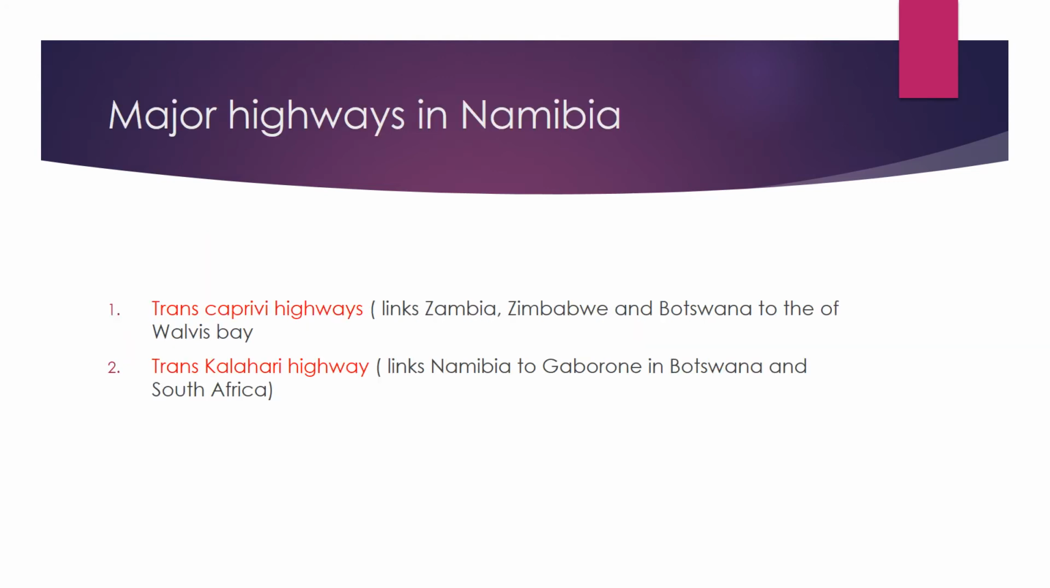From there, we are going to look at the major highways in Namibia that we use. Number one on the list, we have the Trans-Caprivi Highway, which links Zambia, Zimbabwe, and Botswana to Walvis Bay. That is one of the transport routes that we use. And then we have the Trans-Kalahari Highway, which links Namibia to Gaborone in Botswana and also links Namibia to South Africa.